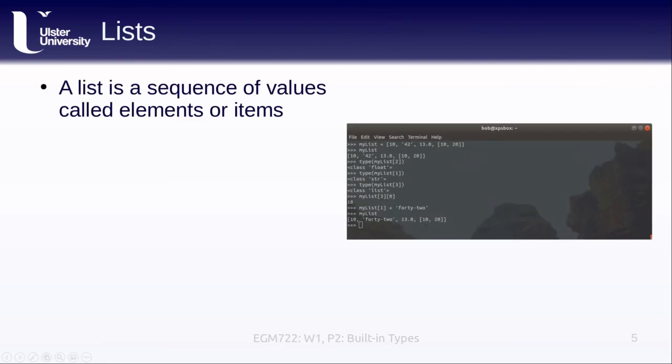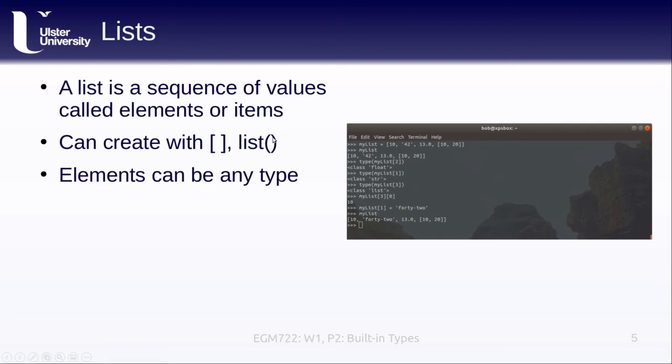The next built-in type that we will talk about is a list, which is just a sequence of values that are called elements or items. We can create this using either square brackets, as you can see here, or by calling a function called list, which just creates a new list with whatever's in the parentheses. The elements of a list can be of any type.